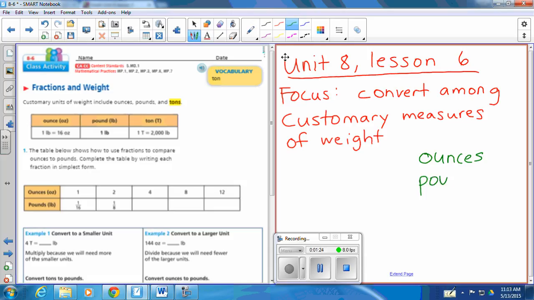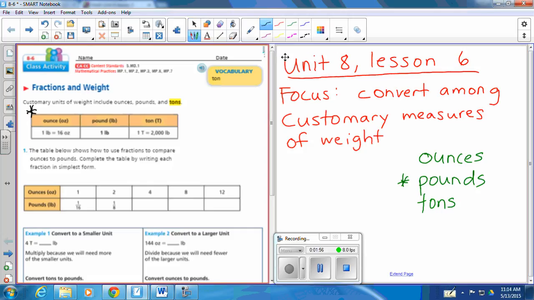For customary measures of weight, we have ounces, pounds, which is the one we're most familiar with because we weigh ourselves in pounds, and tons, which is what you'd use for a car or a truck. Sometimes elephants are weighed in tons because they're just so big. Ounces are typically more of what we use with cooking. You know, we need 2 ounces of meat for our recipe of lasagna or whatever it might be.